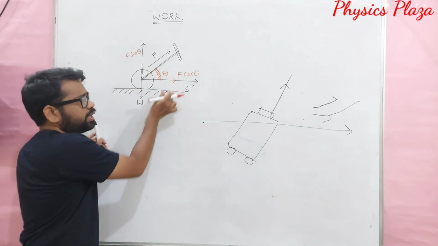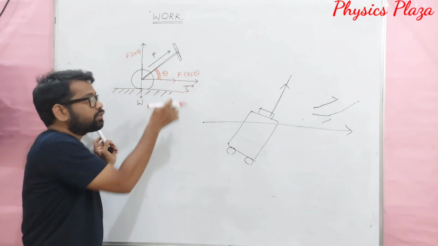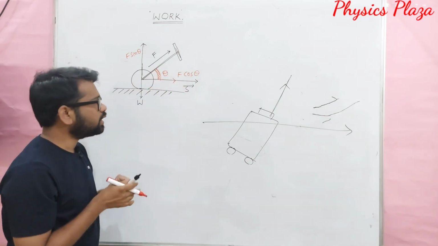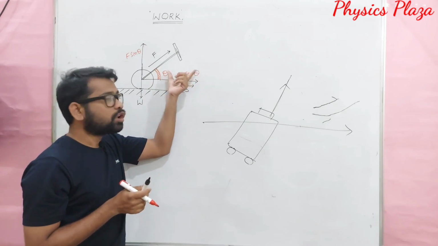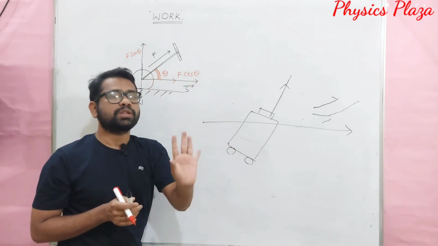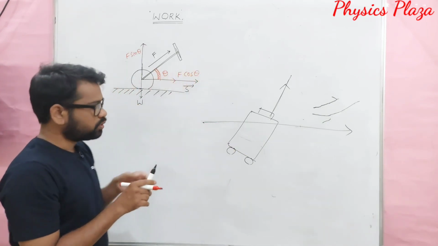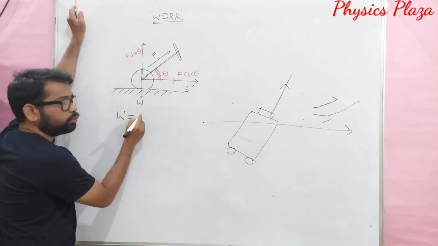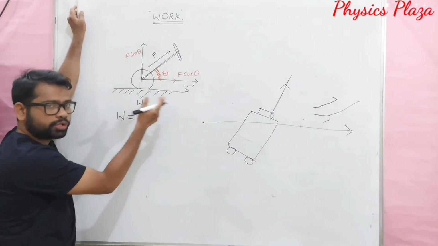But here, F cos theta is responsible. So F cos theta will make the body move. That's what we are saying: we will consider the force component which is in the direction of displacement, that is F cos theta. We know that work is equal to force into displacement.